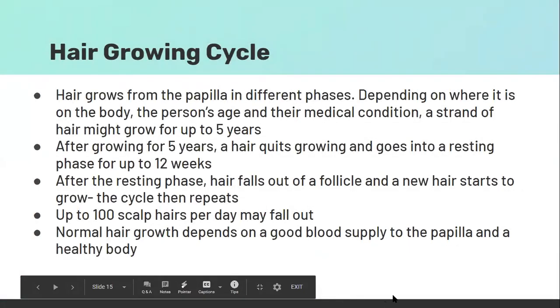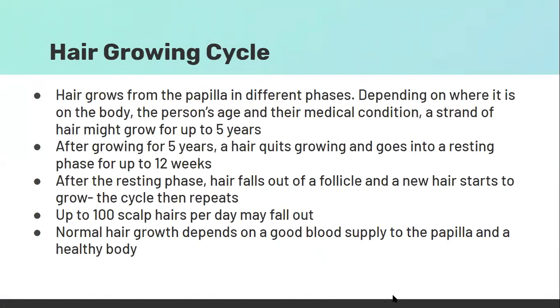And the hair growing cycle goes as follows. Hair grows from the papilla in different phases, and depending on where the hair is on the body, the person's age, and where they stand with their medical condition, like if they're healthy or not, a strand of hair might grow up to 5 years. After growing for 5 years, a hair usually quits growing and goes into a resting phase for up to 12 weeks, which means it stops growing. After this resting phase of about 12 weeks, the hair falls out of the follicle and a new hair starts to grow, and the cycle then repeats.